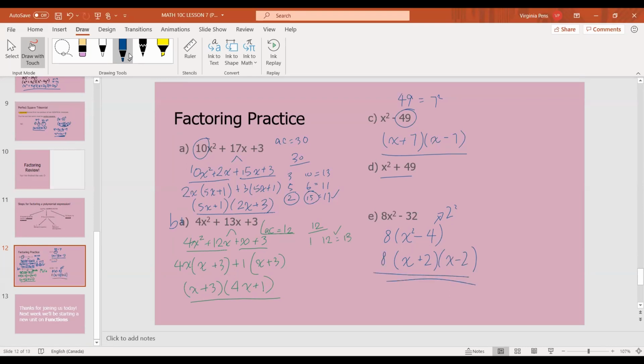So this entire thing has 3 things multiplying each other. This is our factored expression. And that's it.